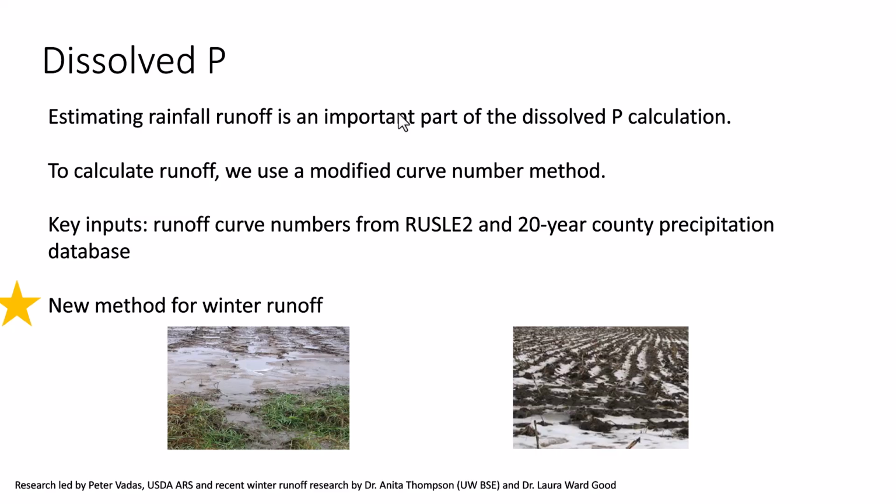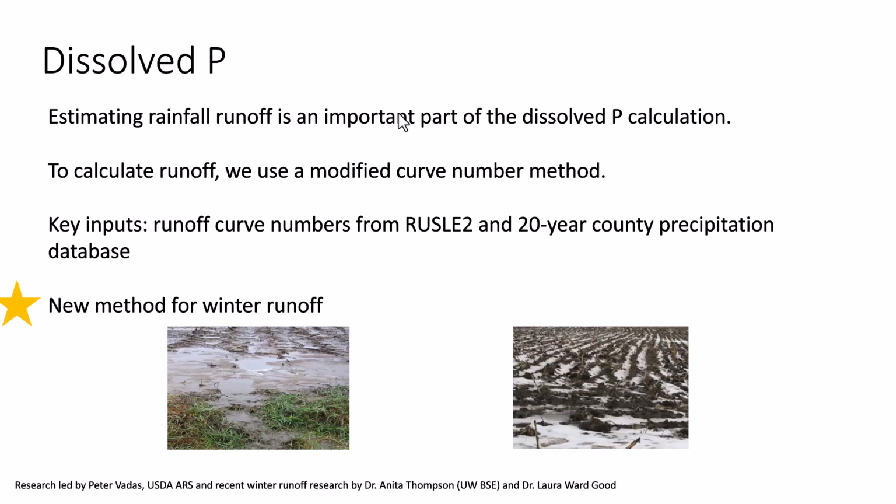The second important input when we're calculating runoff are those 20-year precipitation values that I was describing earlier in the presentation. So we have a database that is looking at average seasonal precipitation over a 20-year period, and also the distribution of precipitation events. So how many different types of event sizes do we have across these 20 years on average?